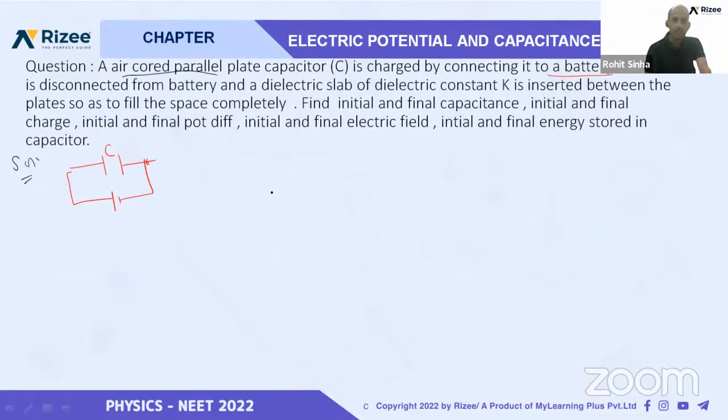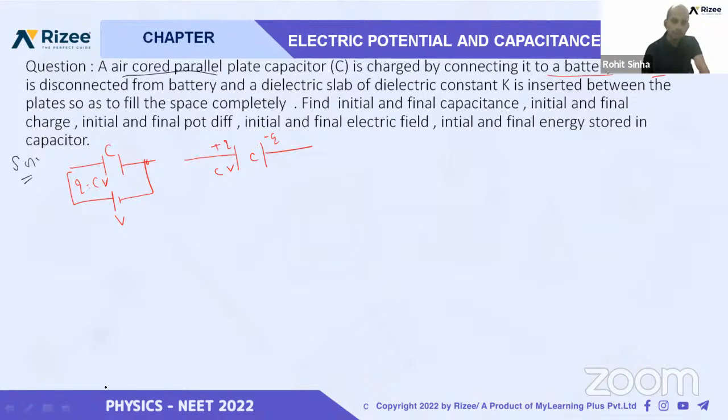Now it is telling that the capacitor is disconnected from the battery. Initially it was connected to a battery of potential V, so it will gain some charge Q equal to CV. If we disconnect it, the charge will remain present here, plus Q on one plate and minus Q on the other. Capacitance C, charge is equal to CV.